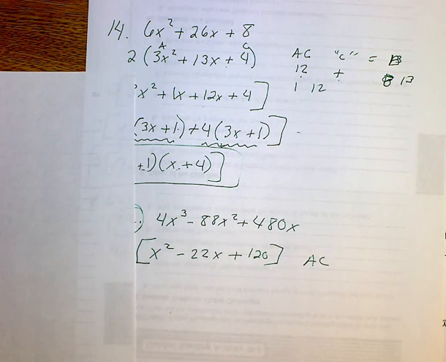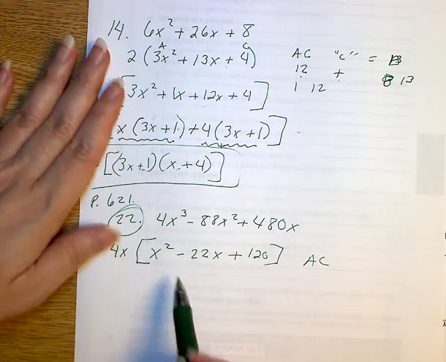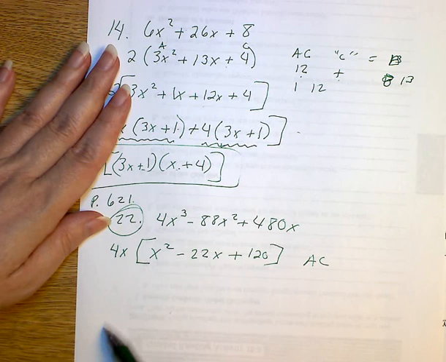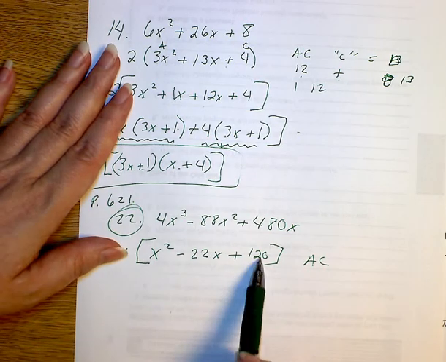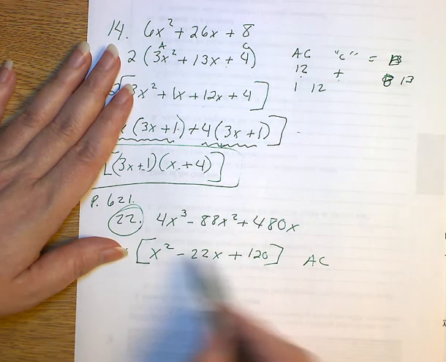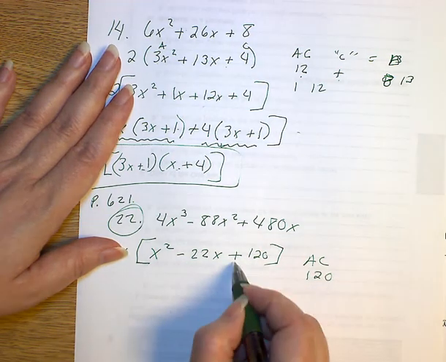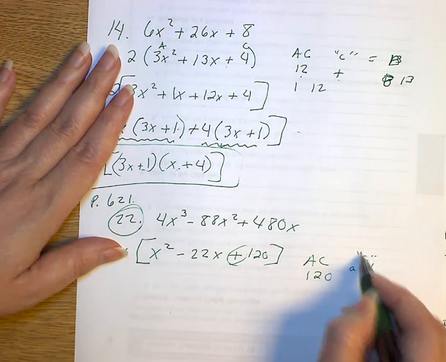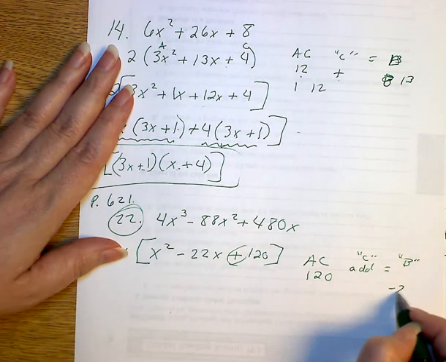So let's go back through and finish this out. This 4x is still here, but so that it doesn't confuse you, I'm going to leave it out and we're just going to pretend that this is just what we're factoring. So AC gives me 120. I have to be able to add 2 numbers together to equal my negative 12 or negative 22.